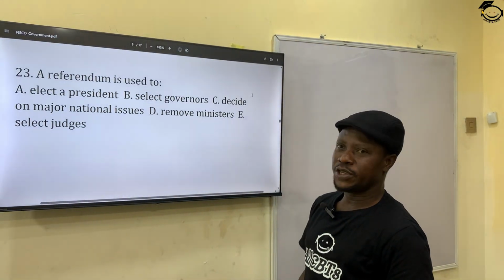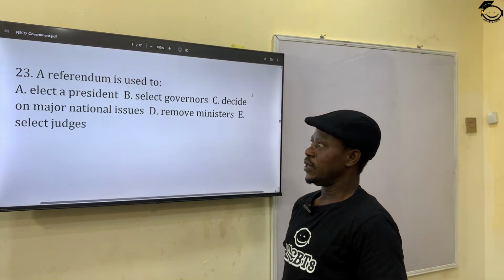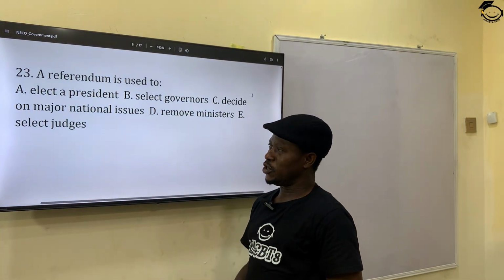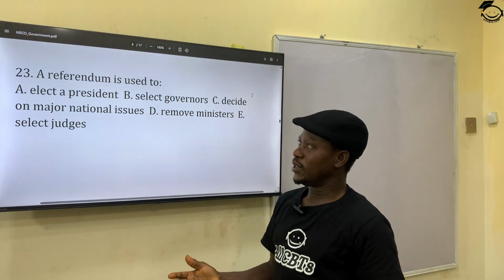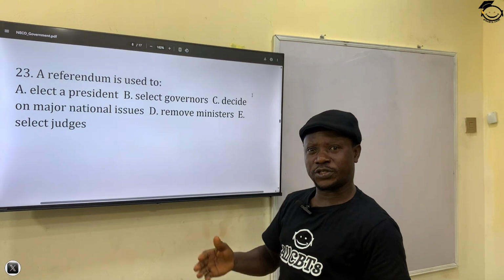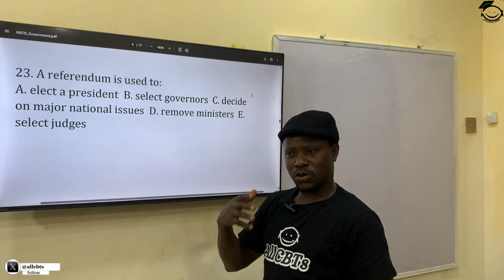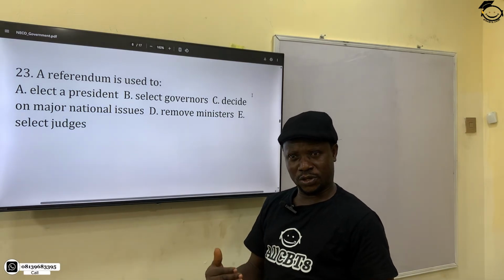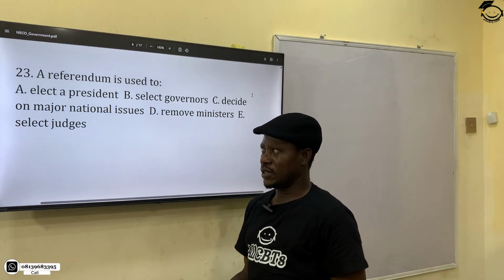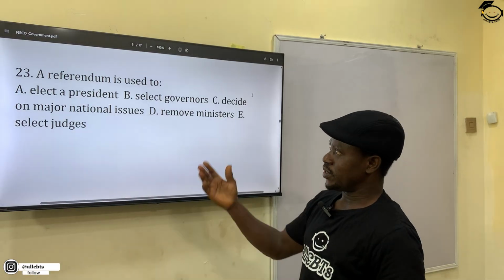A referendum is used to, now, I believe you know the meaning of referendum. Referendum is synonymous with plebiscite. It is a process of voting yes or no, voting for or against an action, a decision, or a policy of the government. Okay? So what is referendum here?